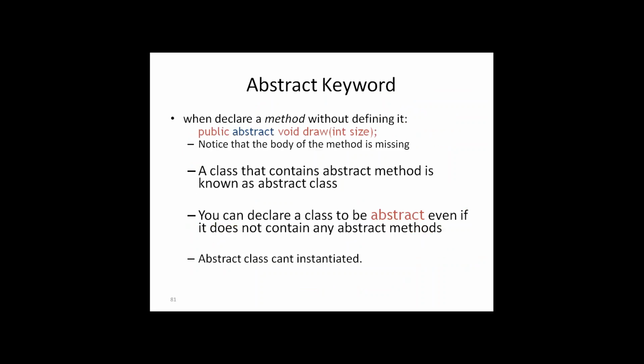The abstract keyword we always use before a class and before methods. If a method has the abstract keyword, then there is no body, no need to declare the body, just terminate it with a semicolon. And one more point is that you can declare a class with the abstract keyword even if it doesn't contain any abstract method.